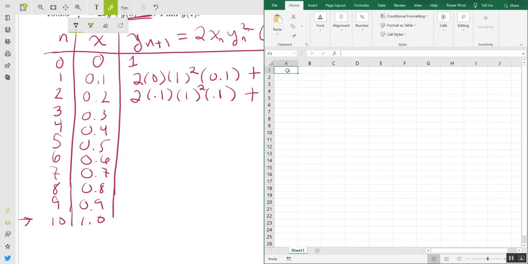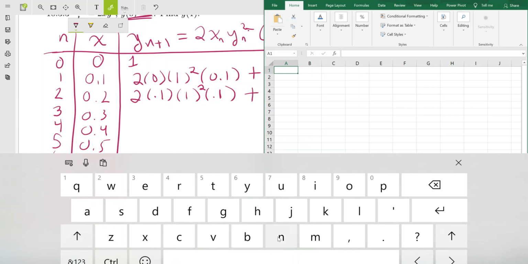Nope. So here I'm going to be putting my n's. Oh, that's right, my keyboard doesn't want to work when I'm like this. This is going to be interesting. N's. Here's going to be my xn's. And then here's going to be my yn's. So I'm going to make my yn's a little bit bigger too, because I want to have more space for that one. It's going to take up more space.